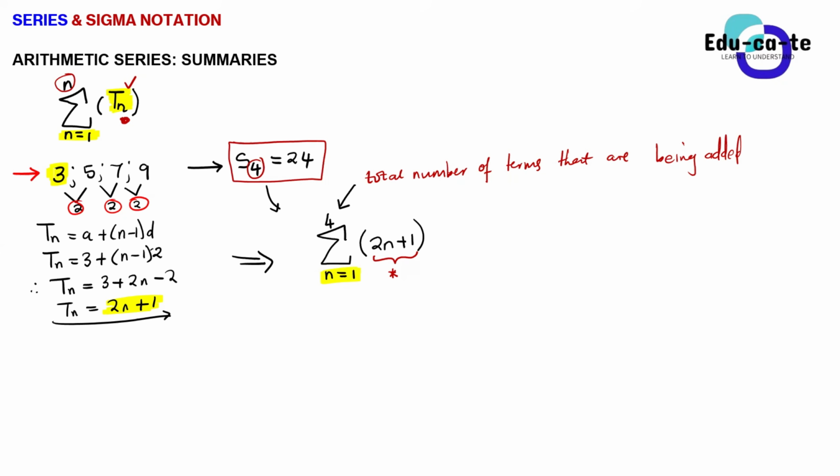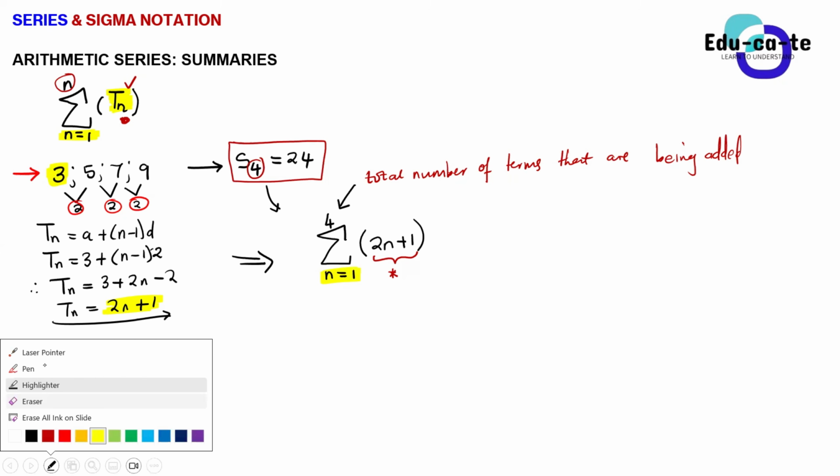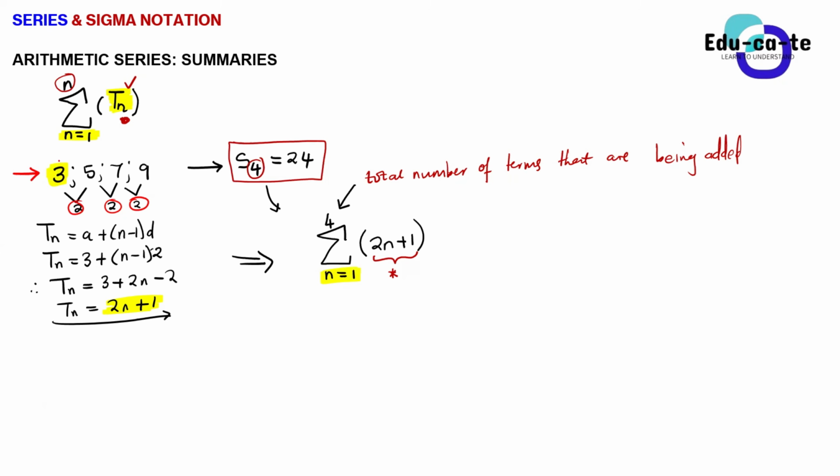In this arithmetic sequence, we started with the term found on position 1, and in this case the term found on position 1 is 3. So the first position that we will start with is n equals 1. So n equals 1 is our first position.